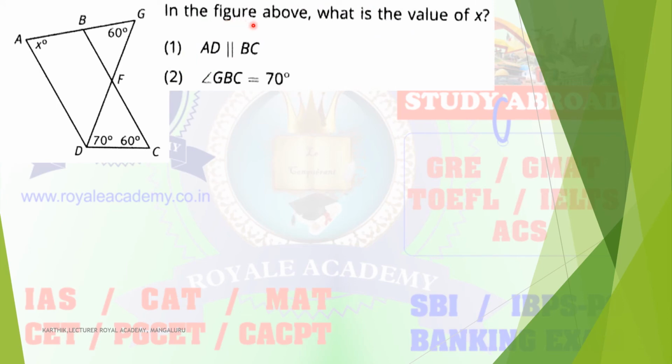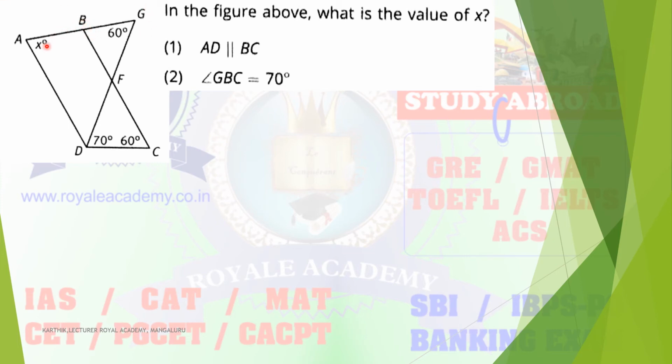So in the figure above, what is the value of x? You have to determine the value of x by using these two statements. So two statements are given. The first statement tells that AD is parallel to BC. So if it is like this, first find out the angle of B.